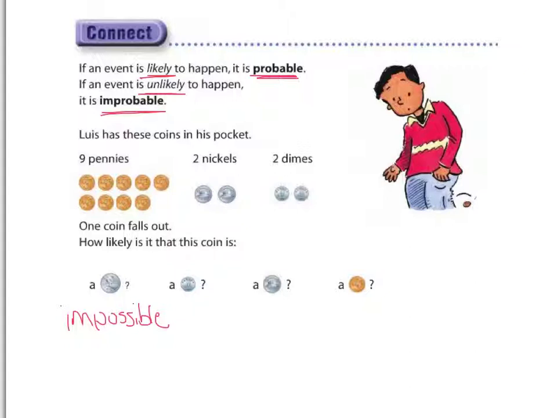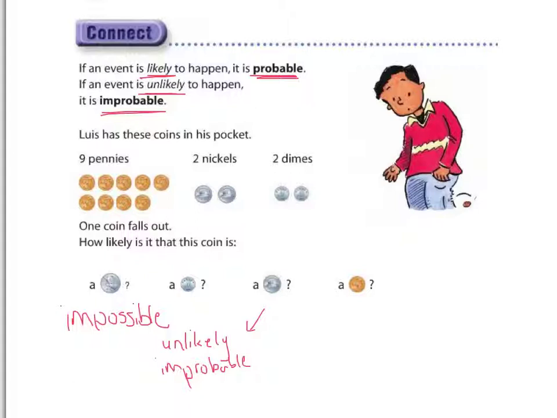How likely is it that it's going to be a dime? Well, considering there's only 2 of them compared to pennies, it is unlikely or it is improbable. Both would be good words to use. What about a nickel? Well, same thing. There's only 2 of them. It is unlikely or improbable.